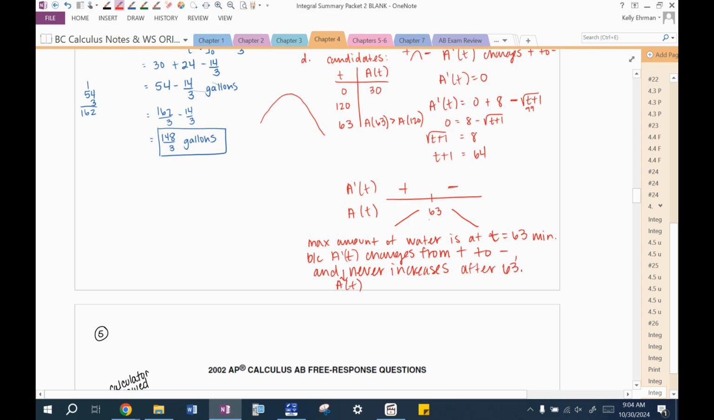So the amount in the tank is just leaking. It's not increasing as t gets bigger. All right. I think that's good enough for that one.